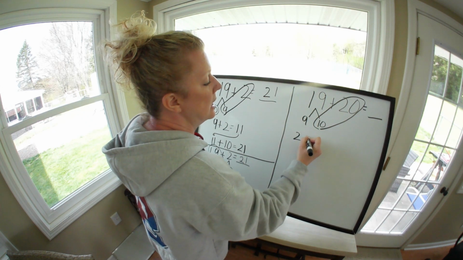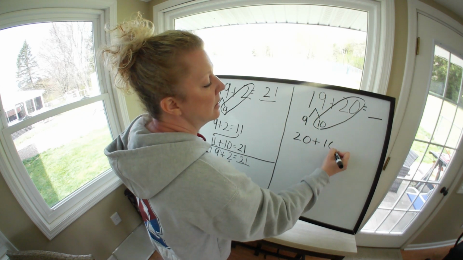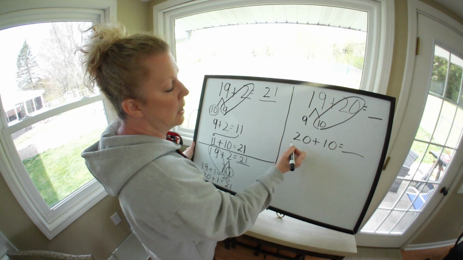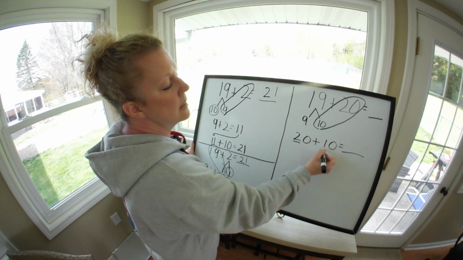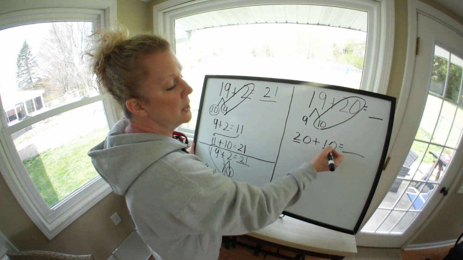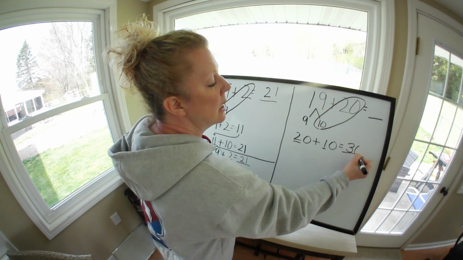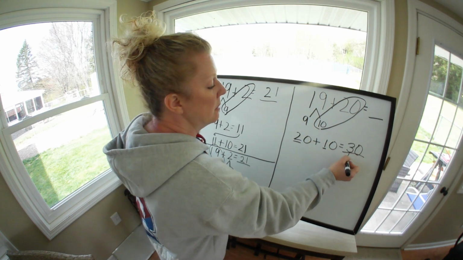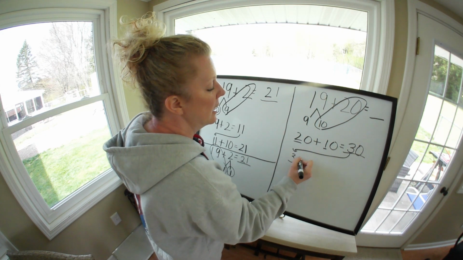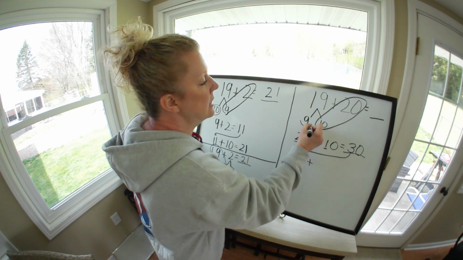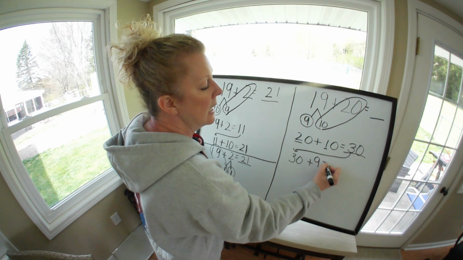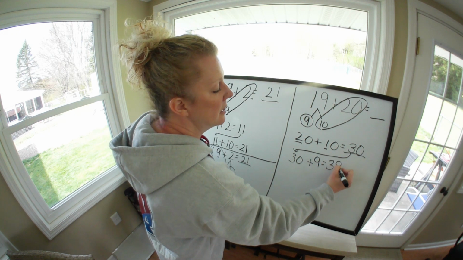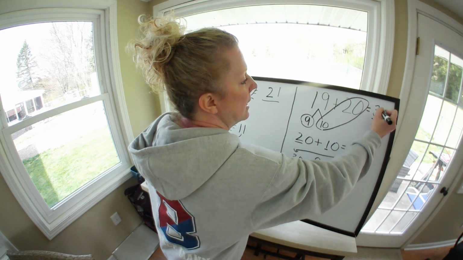So I have 20 plus 10 equals something. Well, basically this is 2 10s and 1 10. 2 plus 1 is 3, and I'm going to add my 0. But I'm not done there. I now have to bring my 30 over here and add it to the number I didn't use, which is 9, and that gives me 39. And that would be my answer.